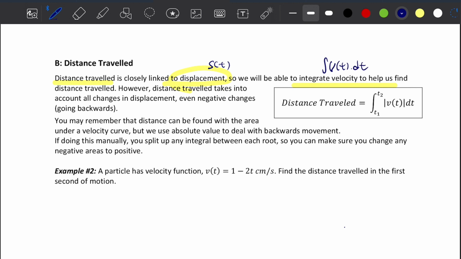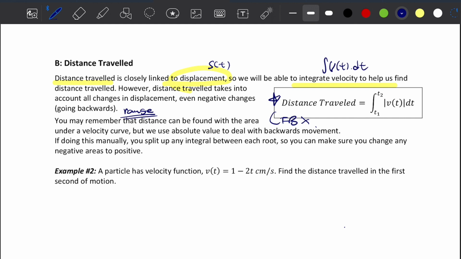However, distance traveled takes into account all changes in displacement, even negative changes going backward. So we always have to find the range. To calculate the distance traveled, we use this formula. However, this formula is not included in your formula booklet, so it's better if you understand it and remember it.